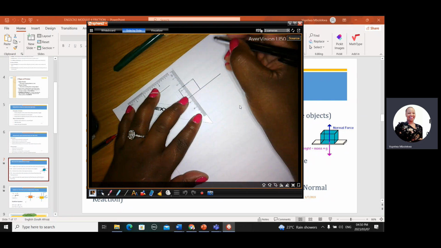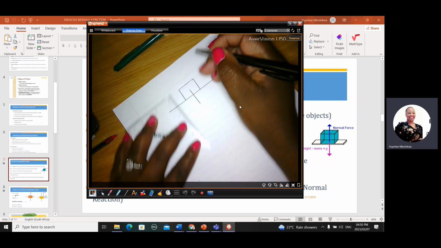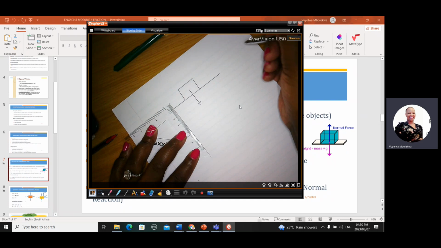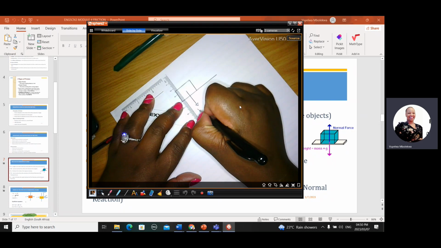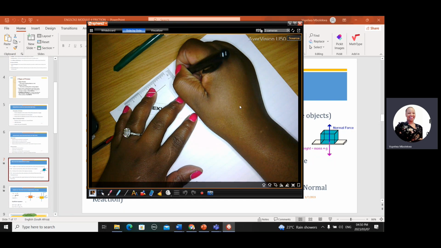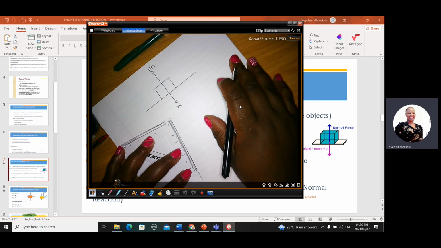First and foremost, we always have the weight of the object acting downwards. Now, Newton's third law says that for every action, there is an equal but opposite reaction. So the reaction to this weight is called normal reaction force. The force that balances the weight is called the normal reaction force.